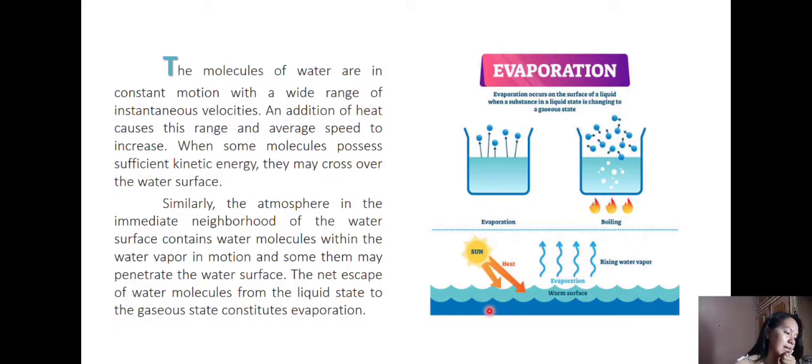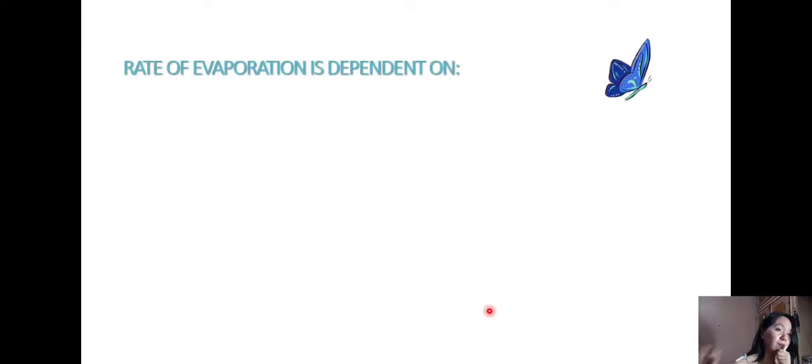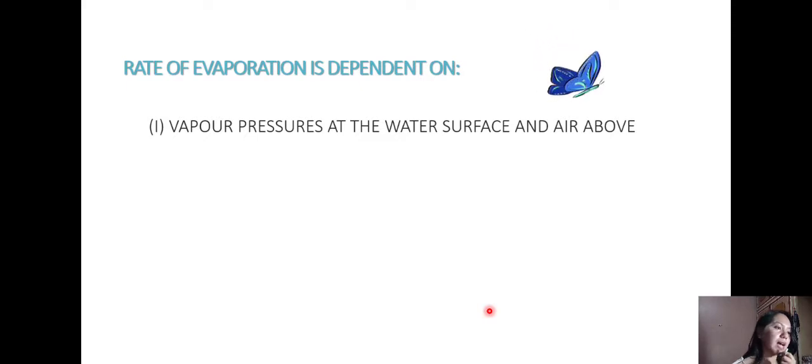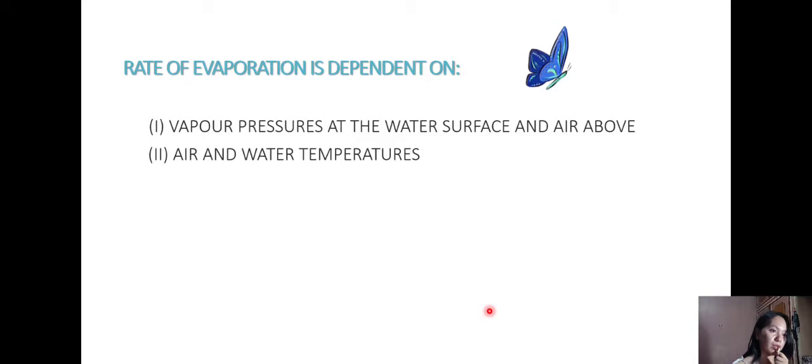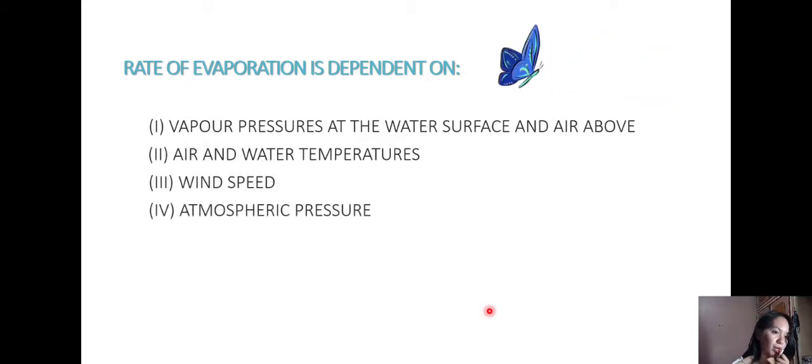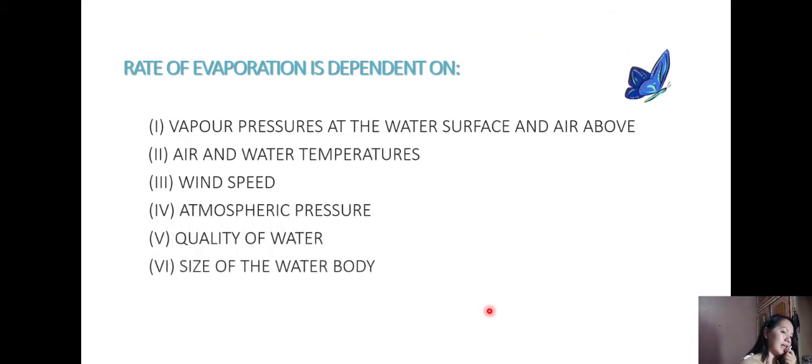So there is a rate of evaporation. The rate of evaporation is dependent on the following. First, the vapor pressures at the water surface and the air above, air and water temperatures, wind speed, atmospheric pressure, and quality of water. Lastly, the size of the water body.